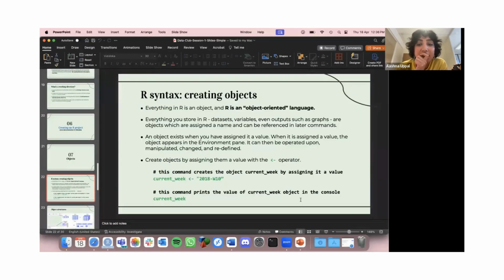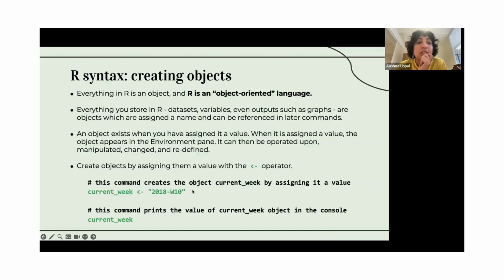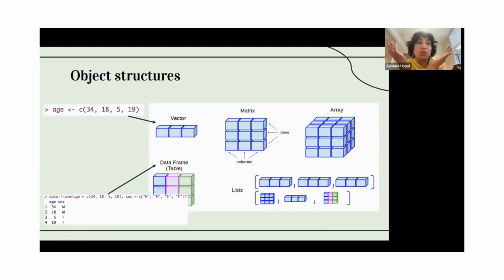We'll go back here. So basically what we created here was a very simple object. It's got one name and it holds one thing. But in R, you can have more complicated objects. We thought this visualization was super cool because it illustrates different object structures. Some of these are far more common than the others. The two most common object structures we come across are called vectors, which are one-dimensional, and then data frames, which are two-dimensional.